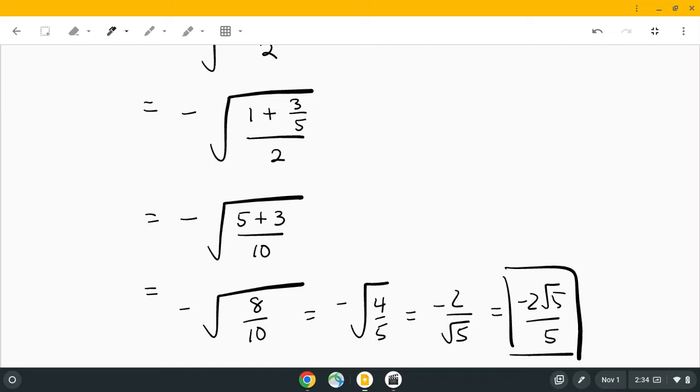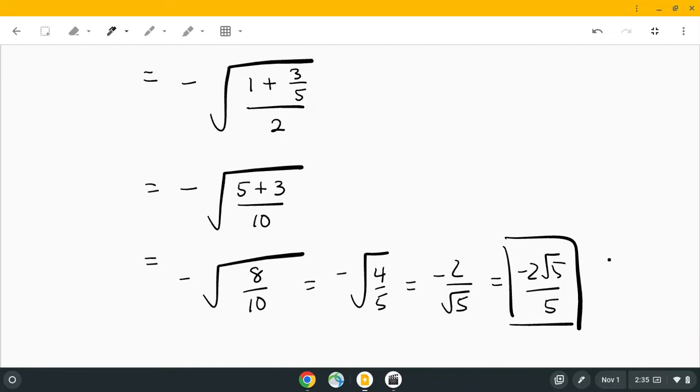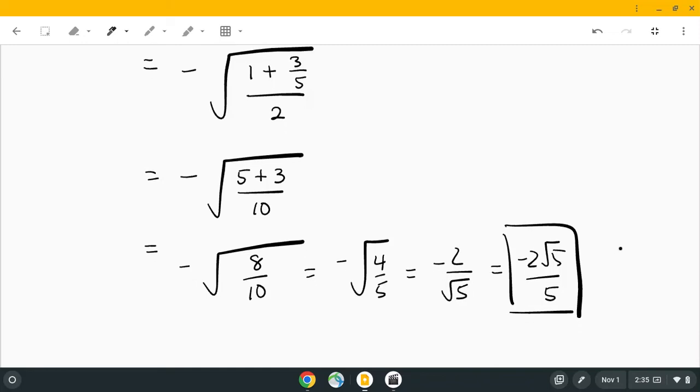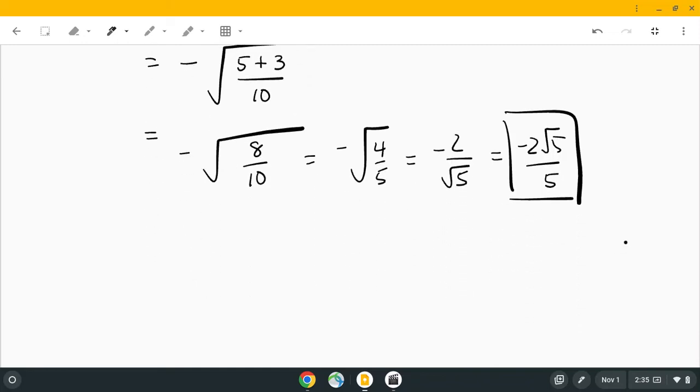Okay. Again, I am at this point. So from here to here, I split the radical. So I take the square root of 4 and I take the square root of 5. Square root of 4 is 2. Square root of 5 stays. And then from here to here, I rationalize the denominator by multiplying by the square root 5 here and here. I get square root 25, which is 5.